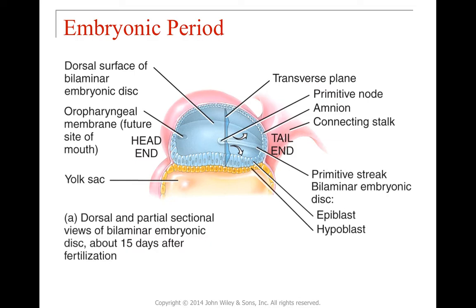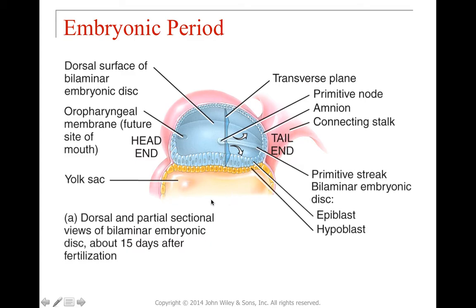So this is when we first start making orientation, right? So we're starting to orient the head region and the tail region. This here, just to kind of orient us, is the dorsal surface of the bilaminar embryonic disc, which again in a moment is going to be a trilaminar disc. The bottom section is going to be that yolk sac.